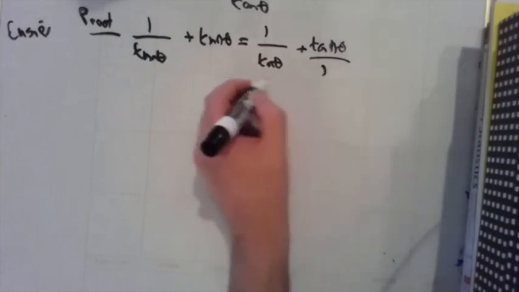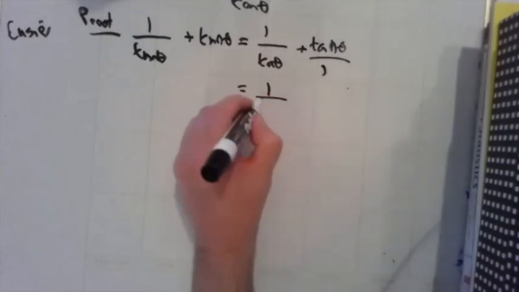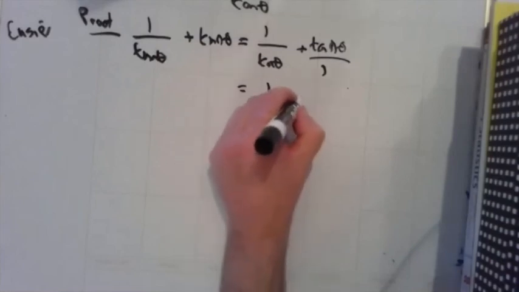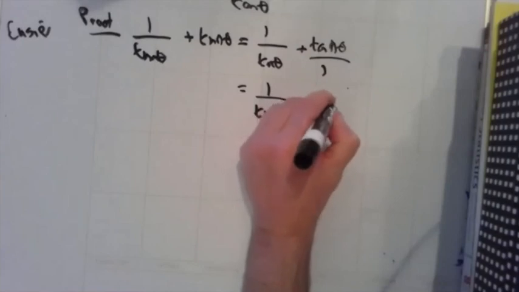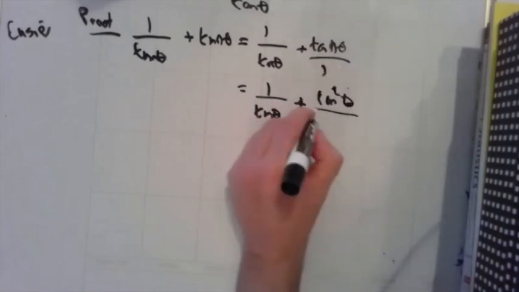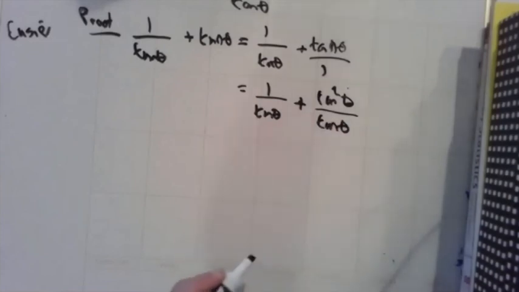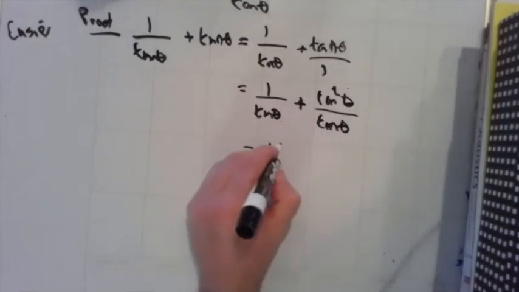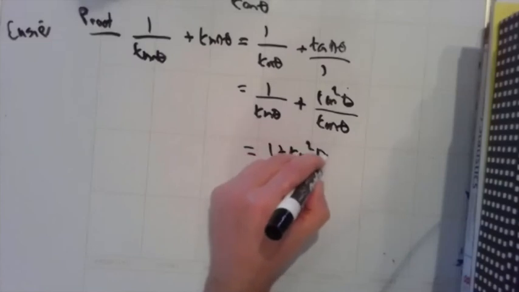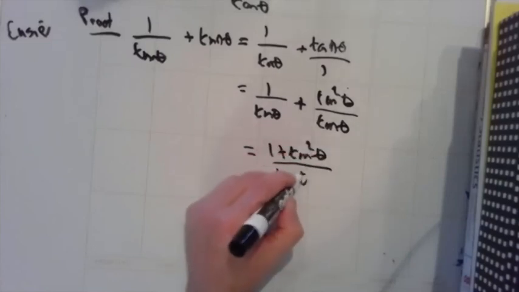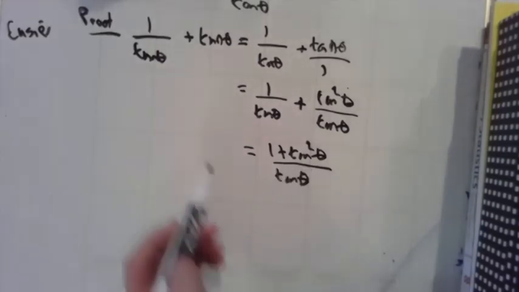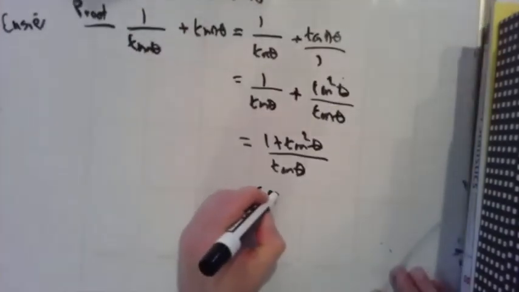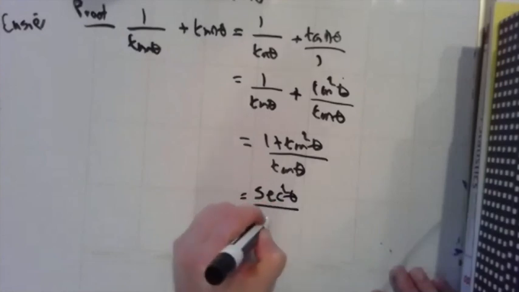My common denominator here would be tangent. So I need to multiply top and bottom here by tangent. Tangent times tangent would be tangent squared. Now I can combine those together, 1 plus tangent squared. Wait a minute. That was one of my Pythagorean identities. 1 plus tangent squared is secant squared. That's what I was supposed to get. I'm done. That is secant squared over tangent.